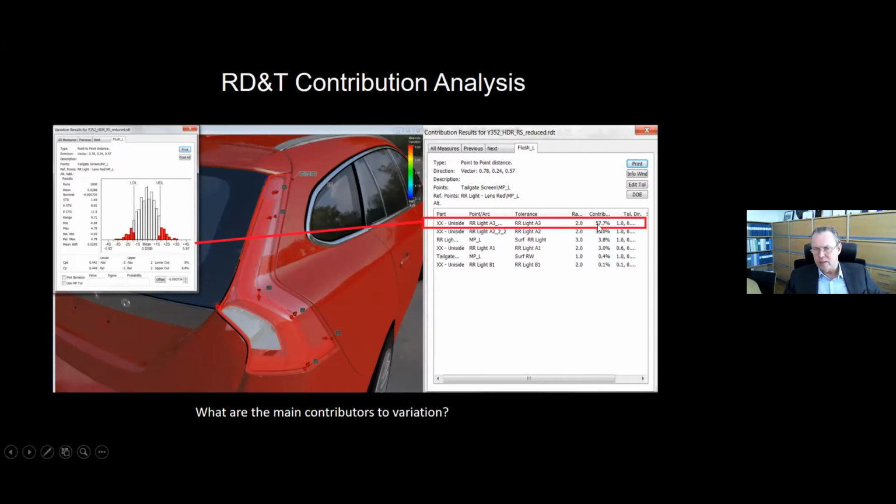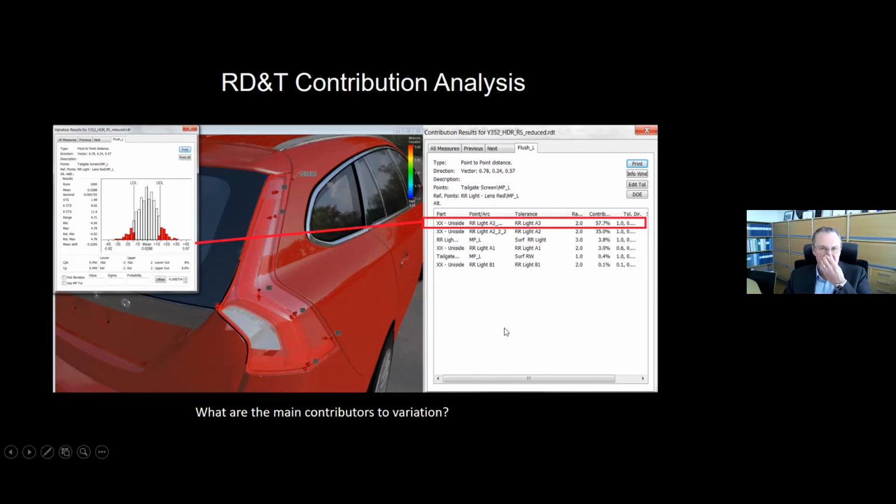So then we have this analysis where you can see that in this case, 57.7% of the variation comes from a certain tolerance on a certain part. So if I want to reduce variation and don't need to think about cost, I just take the one that contributes the most. If I need to think about cost, I can also relate costs to these tolerances and do a tolerance cost optimization.